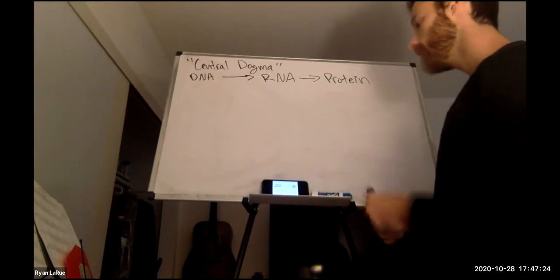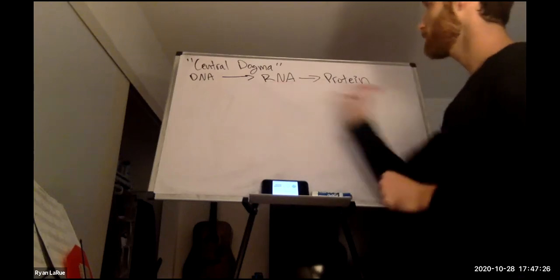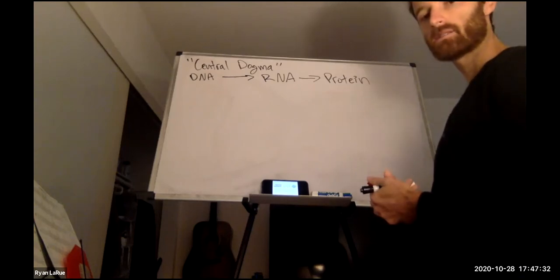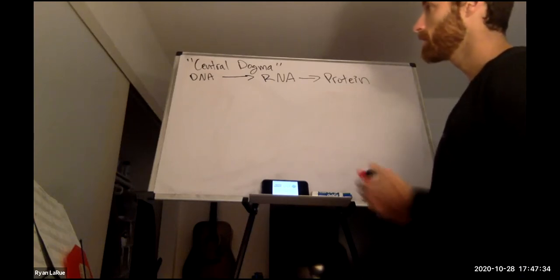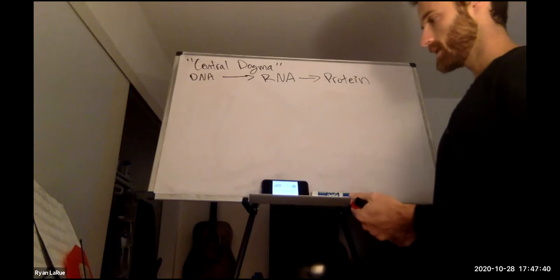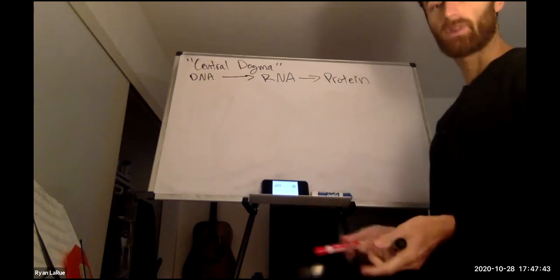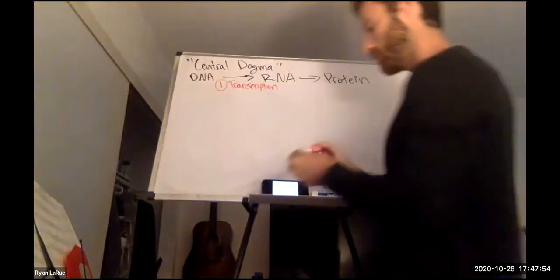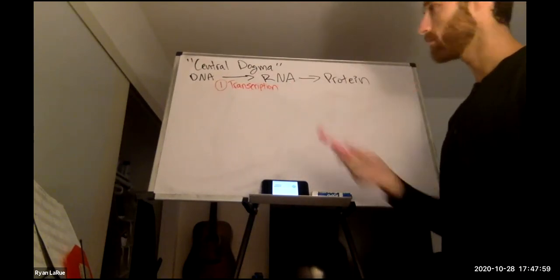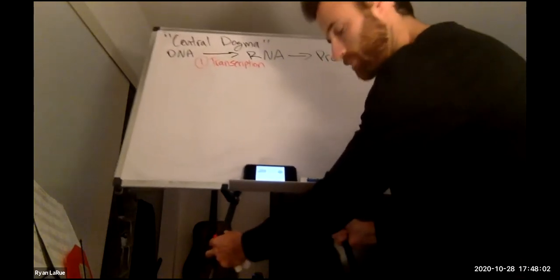In this central dogma, the process of converting the DNA, you're not converting it, you're reading it to produce an RNA molecule. That process is called transcription. It's our first process of this central dogma. So DNA is transcribed into RNA. Transcription is that first step.